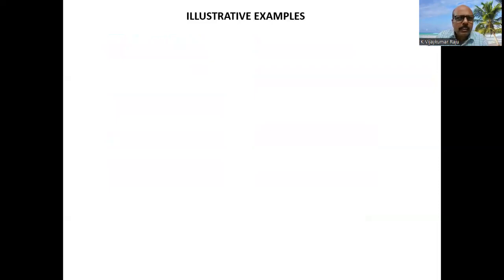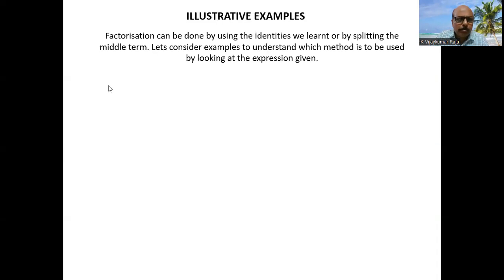An illustrative example. Let us take one example. So factorization can be done by using the identities, or by splitting the middle term. So factorization can be done by two methods, that is by using the identities or by splitting the middle term.